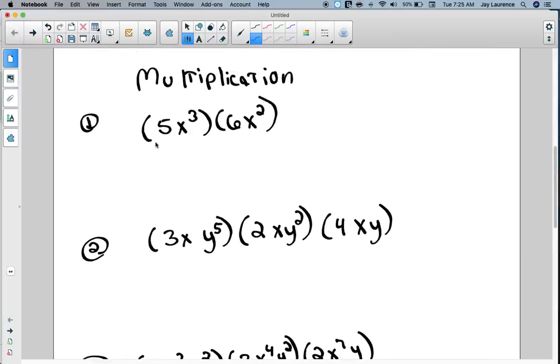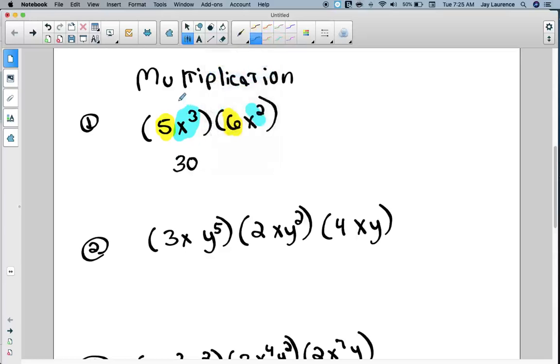All right, now we got to talk about multiplication. Now, remember, this is where Mr. Lawrence likes to get his highlighters out, right? So we have 5 times 6, and then we have x cubed times x squared. And 5 times 6 is 30.